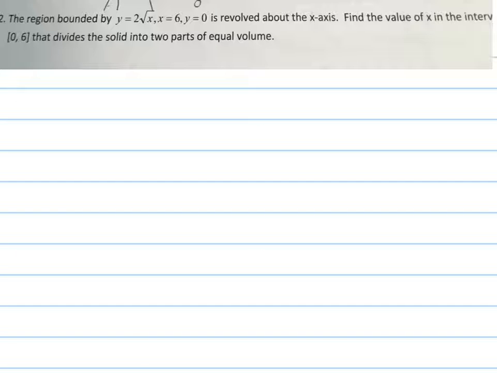Okay. The region bounded by these is revolved around the x-axis. Find the value of x in the interval from 0 to 6 that divides the solid into two parts of equal volume. So let's look at the picture.